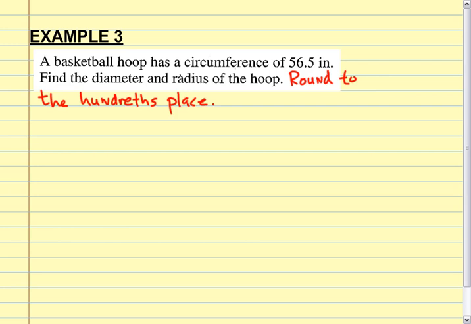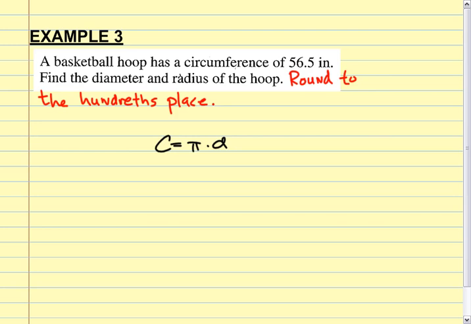Okay. Now, what formula am I going to use? What formula am I going to use, Evan? Pi times diameter. Wait, what? That's a formula? It should have an equals in it, I think. Circumference, like this, is equal to what? Pi times diameter. Excellent. Okay, good.